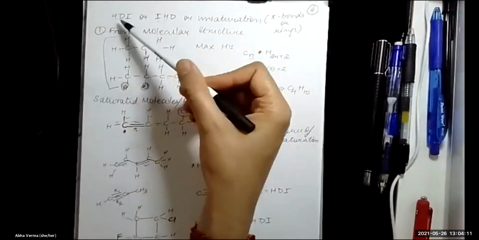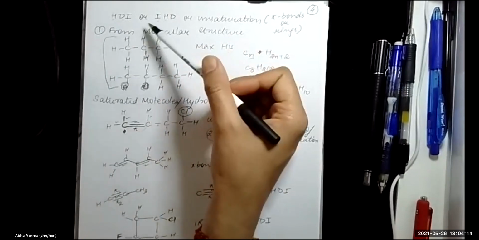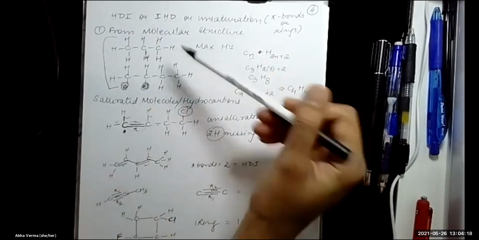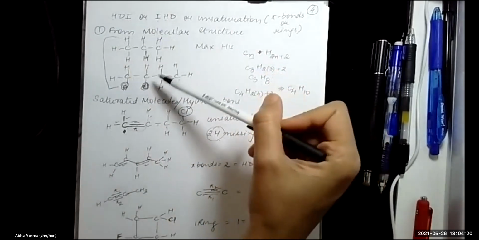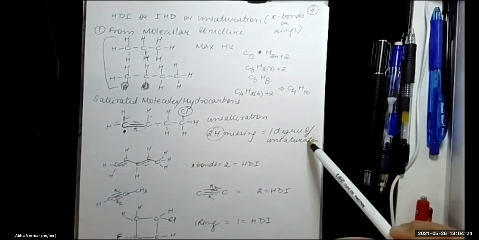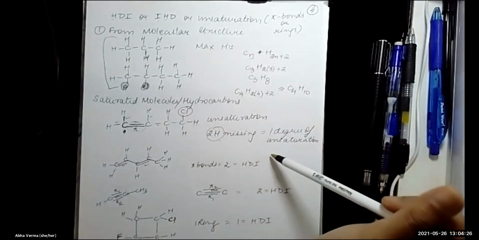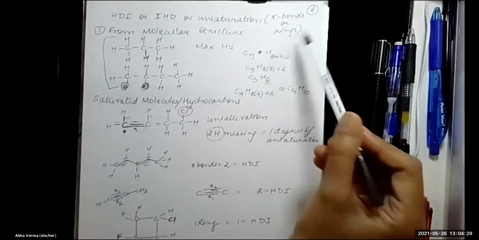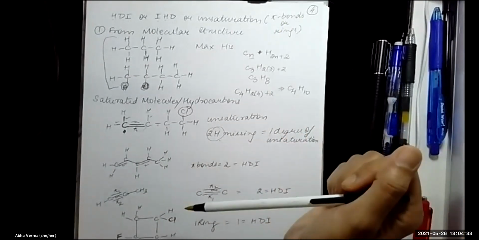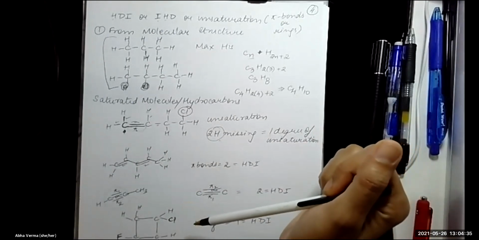So we were looking at the hydrogen deficiency index, or the index of hydrogen deficiency, or some form of unsaturation from the molecular structure. If you are given the molecular structure, how are you going to calculate or count your HDI or degree of unsaturation? And we figured out you will just count your pi bonds or if any rings are present.